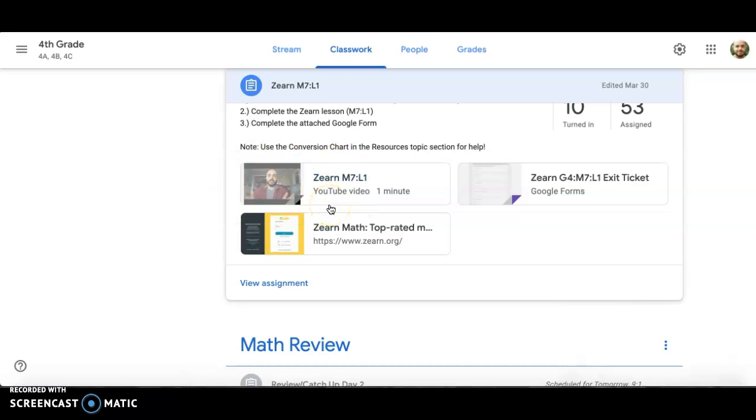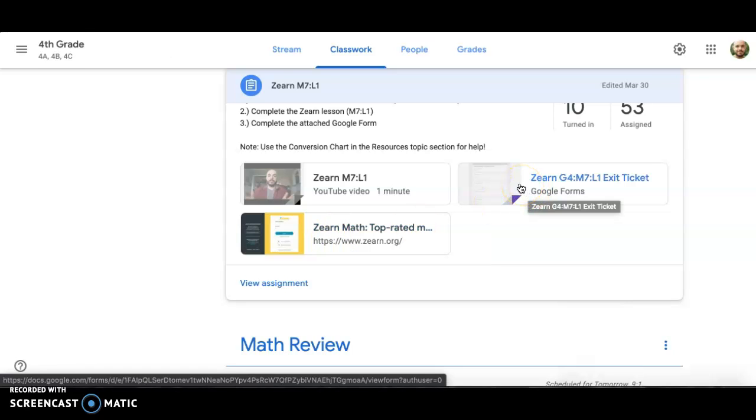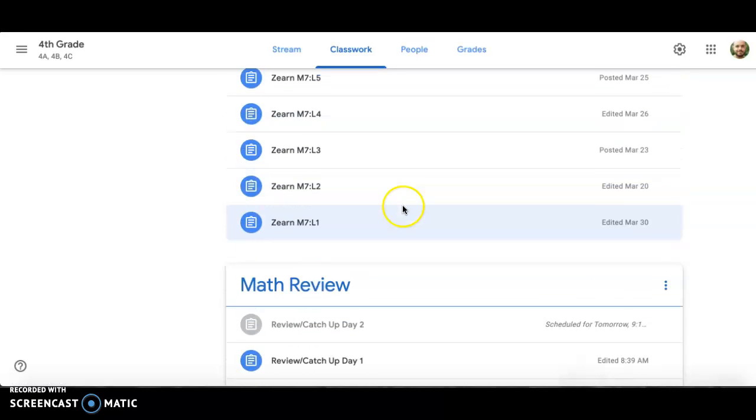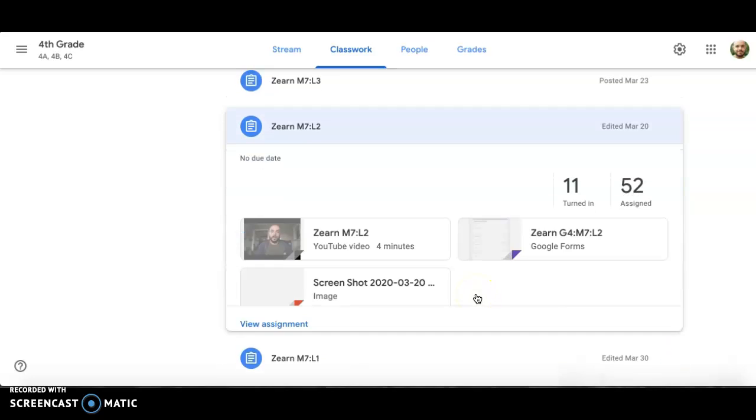And this is going to introduce you to the topic. This is going to introduce you to what you need to get done, followed by a link to Zern, where you can log in, which your teachers have already set up for you to get ready and get started with it. And then your exit ticket, which you complete when you're done with your Zern lesson. So every day when you complete these, you're going to follow up.